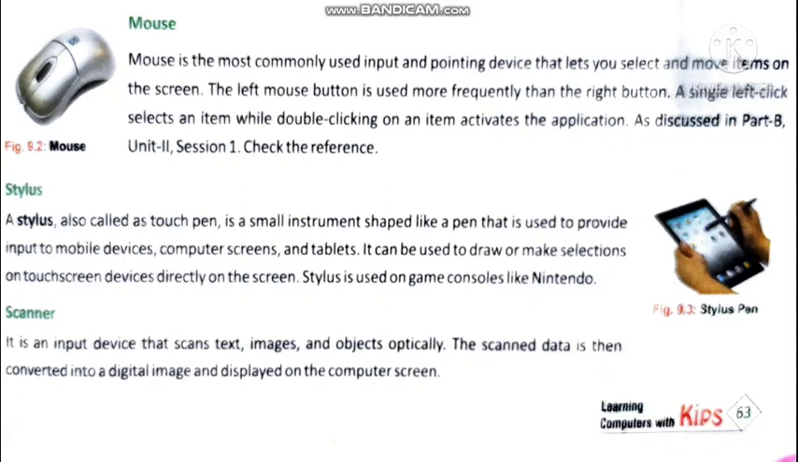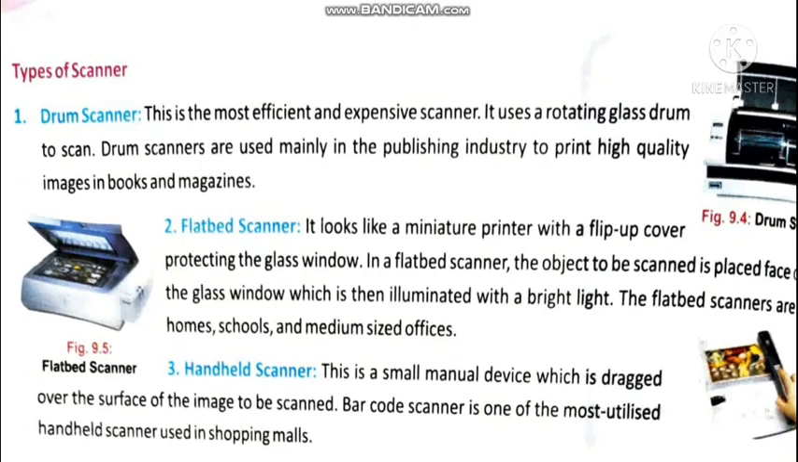Then comes the scanner. It is also an input device that scans text, images and objects optically. What is the meaning of scanning? Most of the students are confused with this term. Scanning means converting your hard copy of the data, whether it is in text format or any image, to a digital format or digital image which can be displayed on the computer screen. There are 3 types of scanners available: drum scanner, flatbed scanner, handheld scanner. One more scanner was there, the sheet fed scanner, which is not used nowadays.